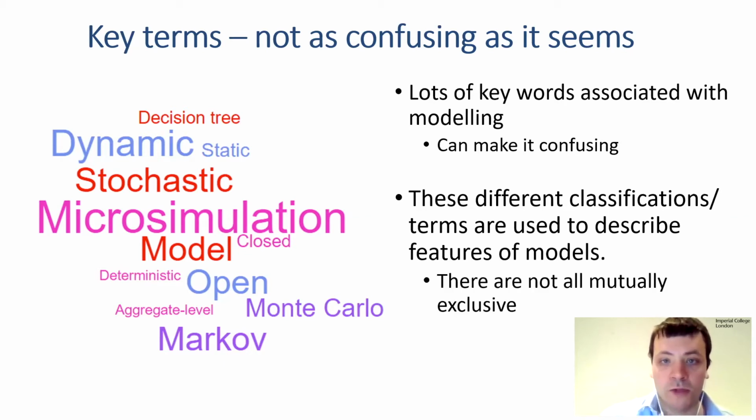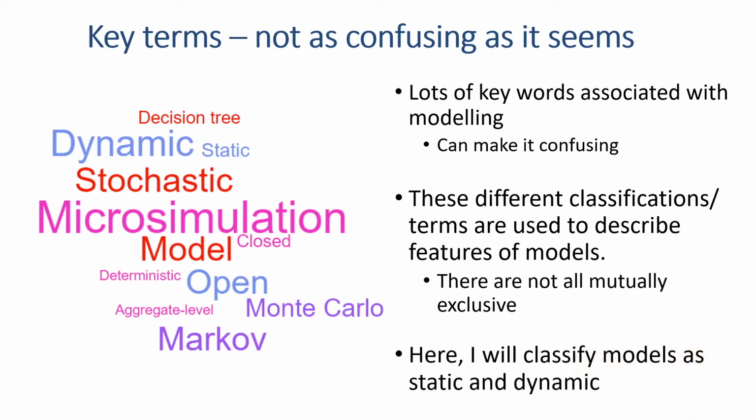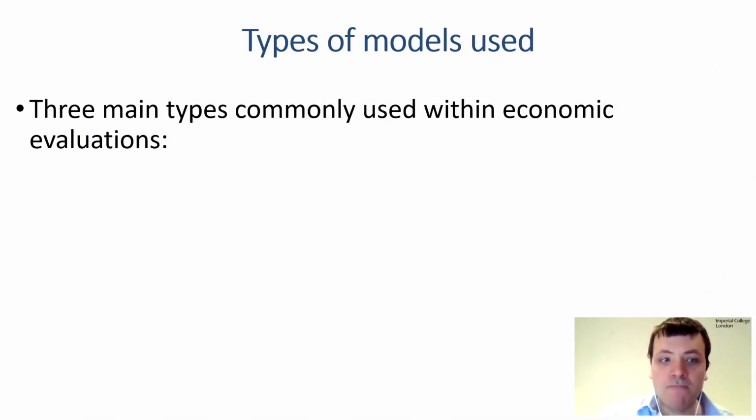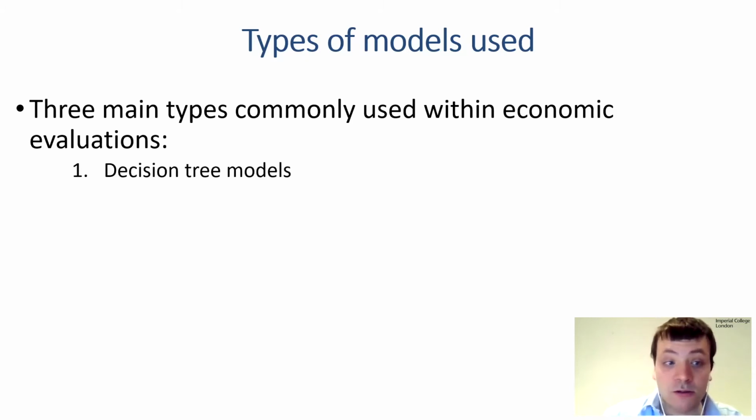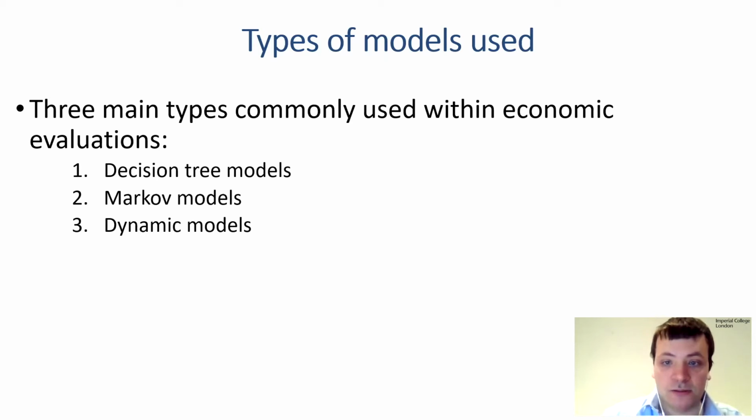They're not all mutually exclusive. For the purposes of this lecture, I'm going to classify models as either static or dynamic, but you can classify them in other ways, such as if they're deterministic or stochastic, or open or closed. So there are three main types of models commonly used in economic evaluations. There are decision tree models, Markov models, and these are both static, and dynamic transmission models.